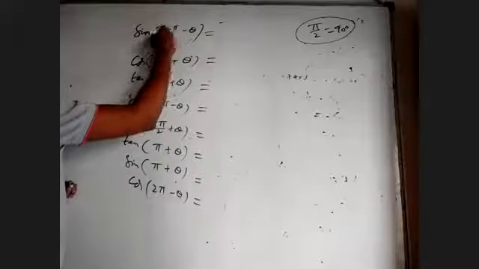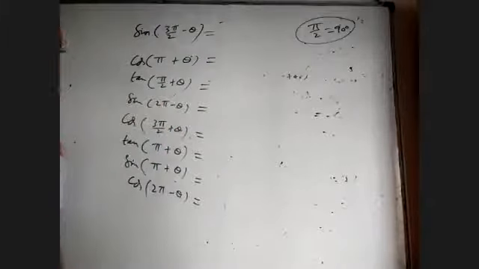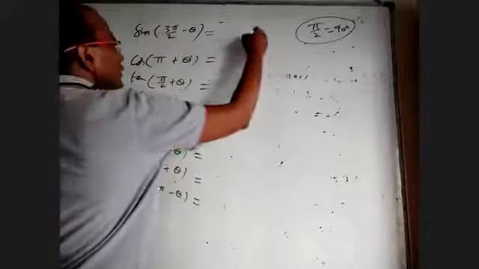Pradeep Kumar, are you there? Okay. Tell me the first one, sine 3 pi by 2 minus theta. Whether I'll get cos theta or sin theta. Cos theta. Why? It is a multiple of 90, sir. Yeah, pi by 2 is 90, it is an odd multiple of 90. That's why cos theta will come.